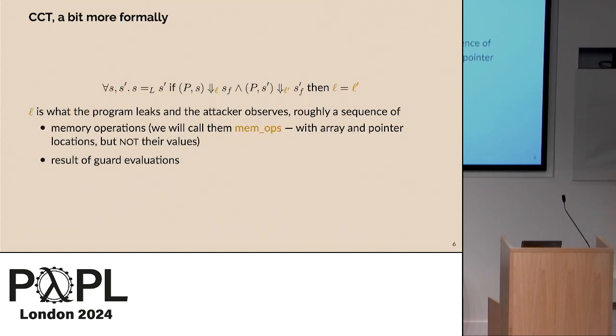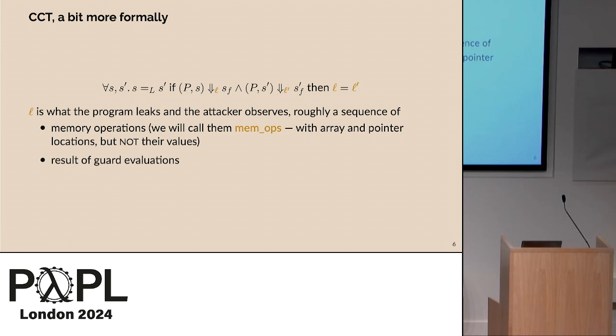So a bit more formally, we can write it like this. I don't want you to read all that, but the nice thing about this leakage is that if both programs terminate with some leakage L and L prime, then they end up having the same leakage. And this leakage is, well, I won't go into details, but it's a structured leakage in many cases. This is inspired from previous work in the literature at CCS'22, if I remember well. And L tracks the operations that happen in P: memory operations, which we call memops, which are array and pointer locations, but not their actual values.